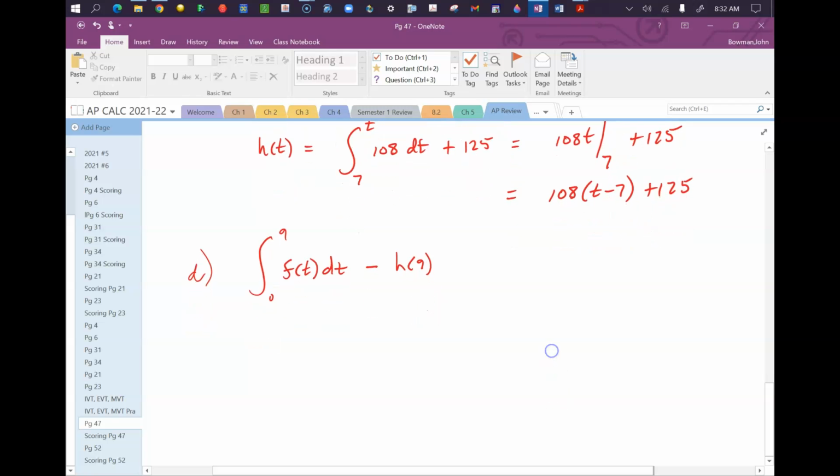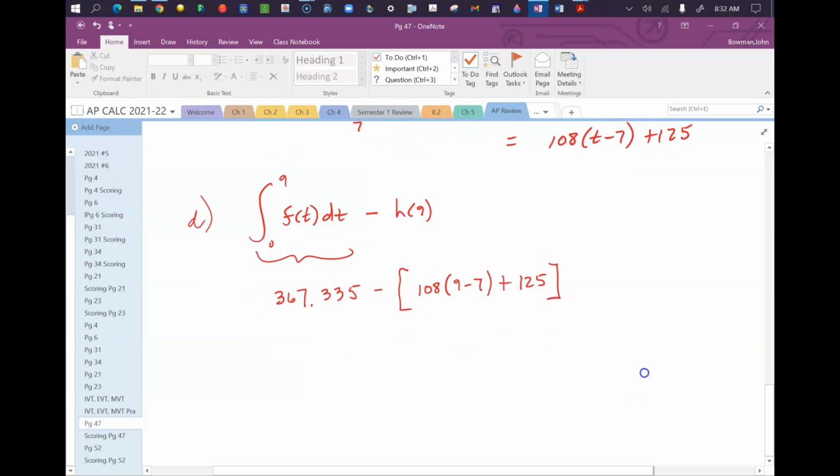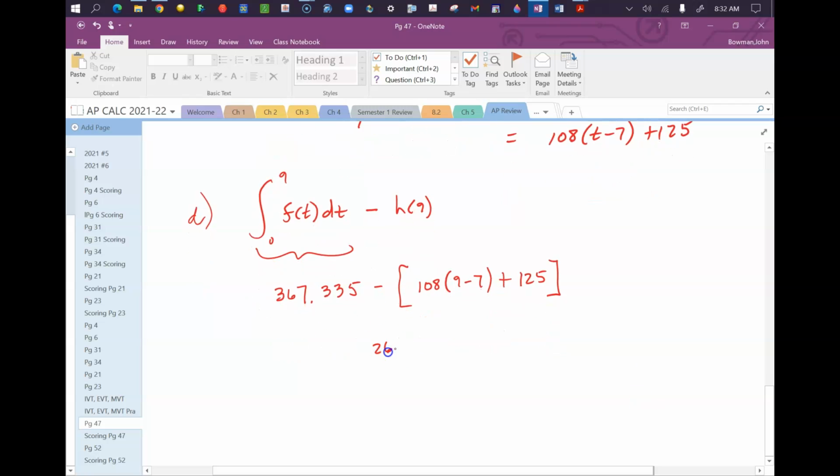And we can go ahead and evaluate that. And from our calculator, we find this to be 367.335. And h of 9 is going to be 108 times 9 minus 7, so 2 hours at 108 cubic feet per hour, plus 1 hour at 125 cubic feet per hour. And if you simplify this, you get 26.335 cubic feet. Let's see how they would score that.